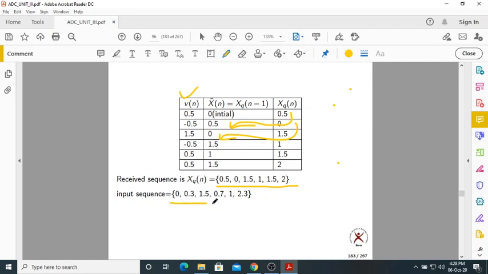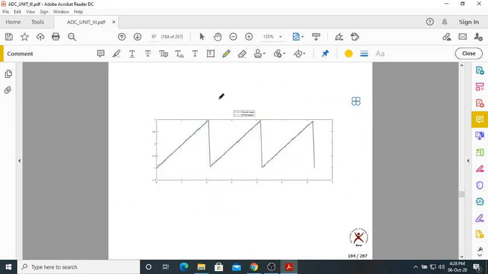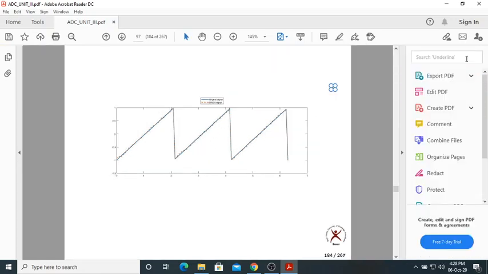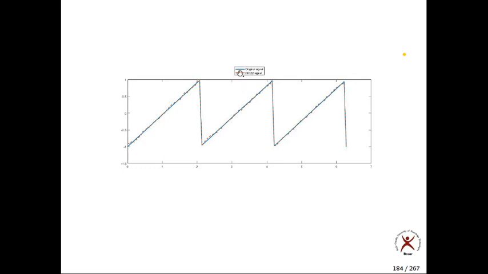So we have transmitted this and we have received this. Obviously, there are some errors, because of quantization as well as sampling. Now I have taken a simple MATLAB program. I have taken a sawtooth waveform. The solid line is the original signal and the dotted line is the DPCM signal. There are some errors, but more or less it is matching. So that is about DPCM.